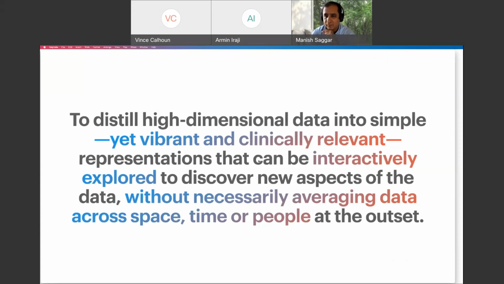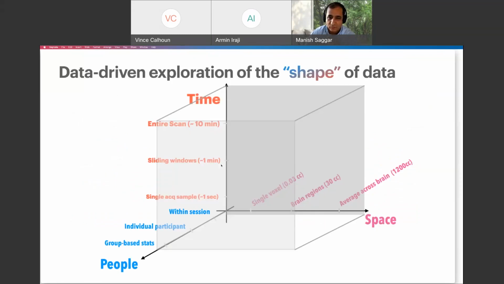And the condition that we impose on ourselves is that anytime we do any kind of averaging or collapsing of the data, we should try to avoid it as much as possible. So how can we look at the data while keeping it as true to its original acquisition state as possible, without collapsing across space, time, or people at the outset? This is just another cartoon way of saying what I just said, that we are really into trying to capture the shape of the data. And I'll explain in a second what I mean by the shape.